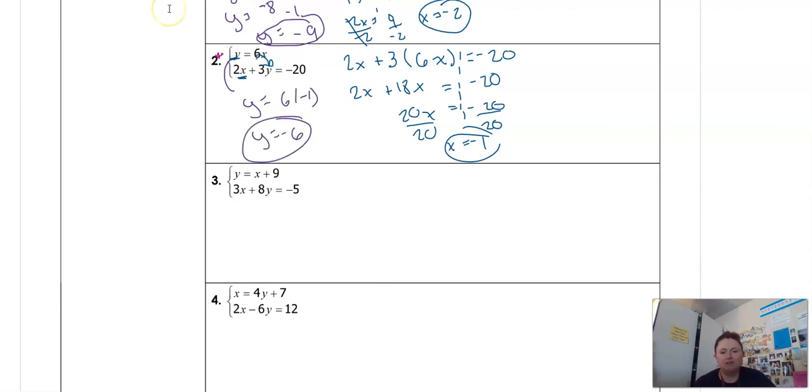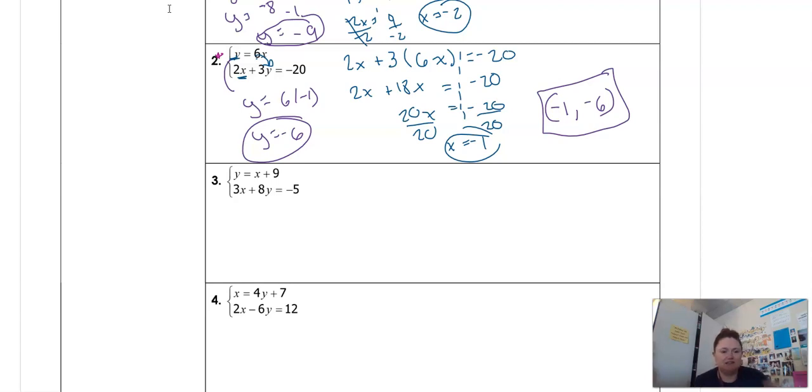So y equals negative 6. Now, just to check, 2 times negative 1 is negative 2, plus 3 times negative 6 is negative 18. So negative 2 plus negative 18 is negative 20. So my solution is x equals negative 1, y equals negative 6. Okay, so that's more of what substitution is going to look like today.